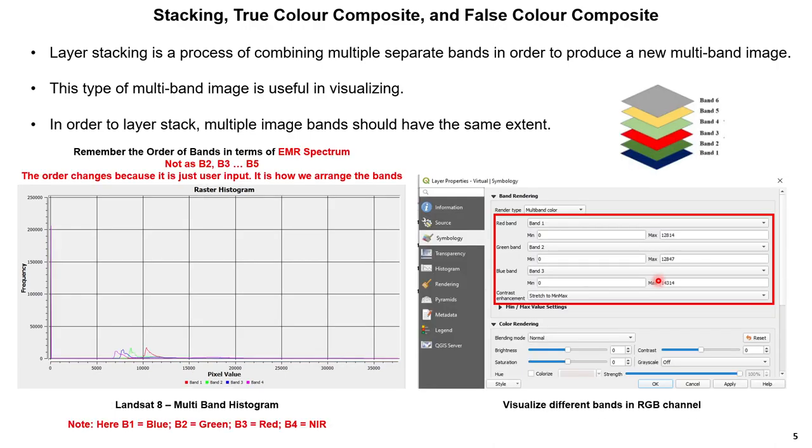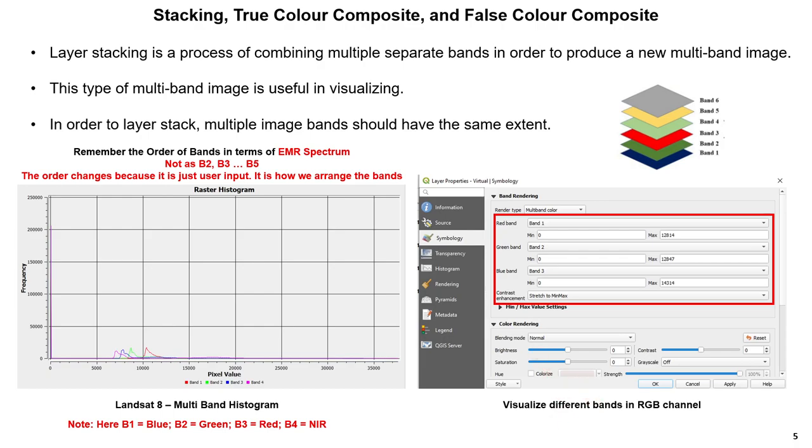So if I go to the next slide, your band 1 corresponds to blue, band 2 corresponds to green, then red, then near infrared. So like how we are arranging that, we should remember it or note it down somewhere so that when we keep doing the analysis, we will not get confused which band is what.